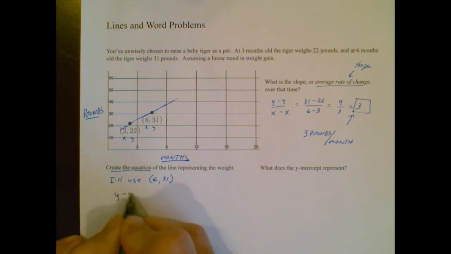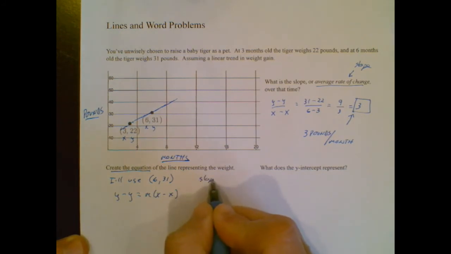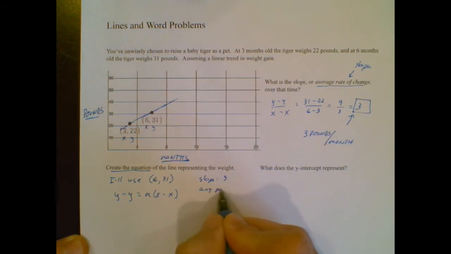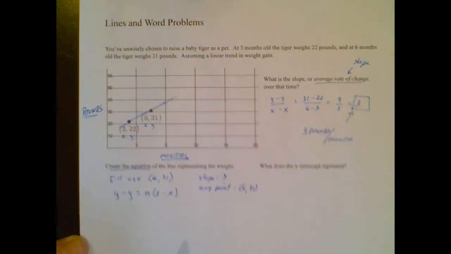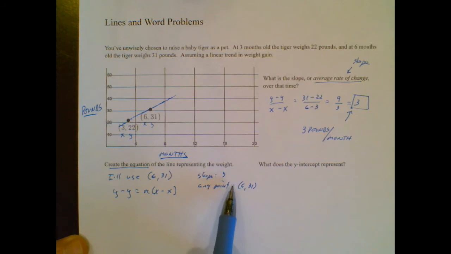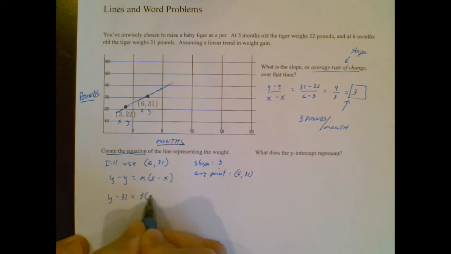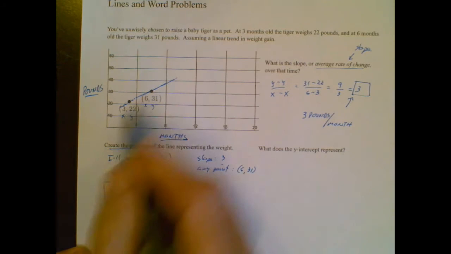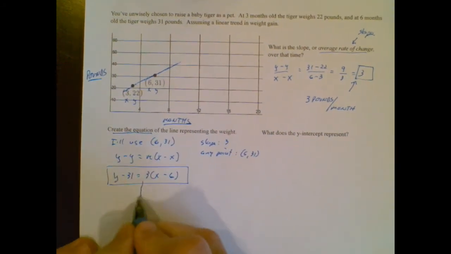And if I'm going to do this equation, remember I need a slope, which I've already figured out. I need any point, which I'm going to use 6, 31. And now I can take this information and just put it right in here, y minus 31 equals 3 times x minus 6, and I have the equation of that line. But if I wanted to turn this into y equals mx plus b, because that's kind of the big shot of the equation world, I could do that.